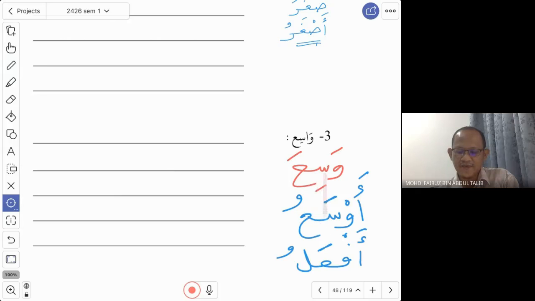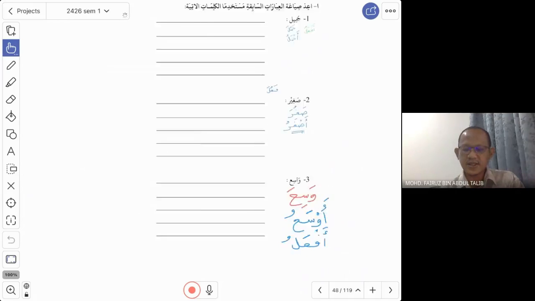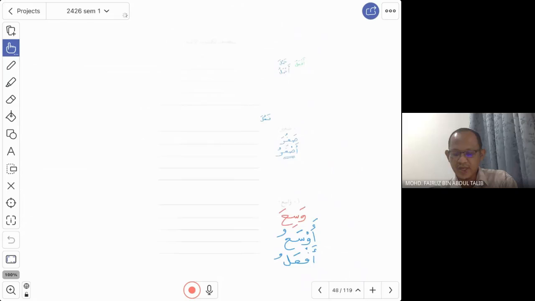So yes, correct. The fi'il is wasi'a, with a kasra. But when you change it to isim tafdil, you must always follow the wazan. The wazan says af'alu, so it must be awsa'u and not awsi'u. Okay, all right. So that is the wazan. Awsa'u. So now we have these three words. So let us write sentences similar to what we had in the examples.